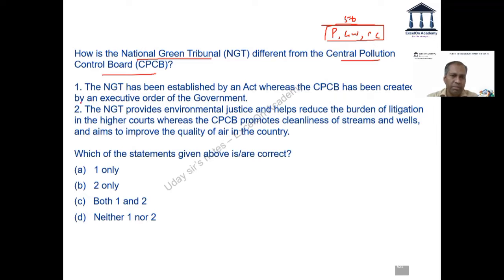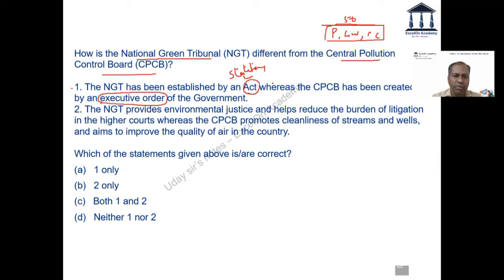So now guys, maybe you could just let me know what you think. NGT has been established by an act. Act means Act of Parliament. CPCB has been created by an executive order. Okay, so what we are saying is one of them is a statutory organization, whereas the other is not. Any thoughts on this? Anyone based on what we have studied?